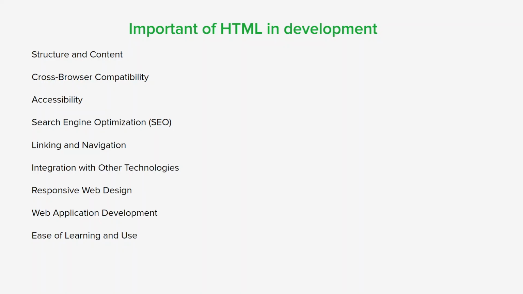HTML supports semantic elements. It's also really important for accessibility. So HTML supports semantic elements which help create a more accessible website for users with disabilities. Properly used semantic elements make it easier for screen readers and other assistive technologies to understand the content and navigation of a website. It's also really important for SEO, as it provides a structured way to organize content, which helps search engines understand the context and relevance of a web page. Well-structured HTML with appropriate use of headings and keywords can improve a website's visibility in search engine results.